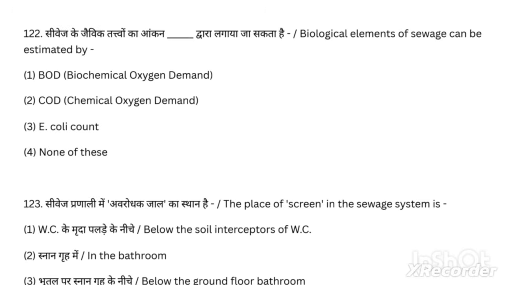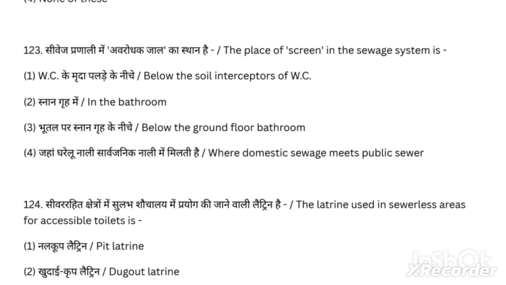Next question is, the place of the screen in the sewage system. So the screen is placed at the junction to remove large floating material like rags, wood and paper. It prevents blockage in treatment plants. So the correct answer is where the domestic sewer meets the public sewer.